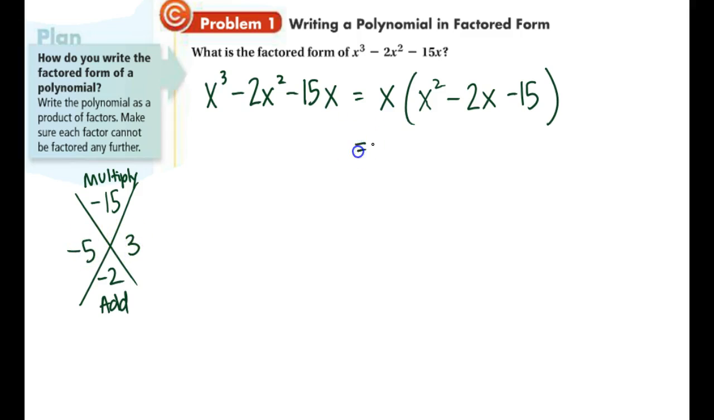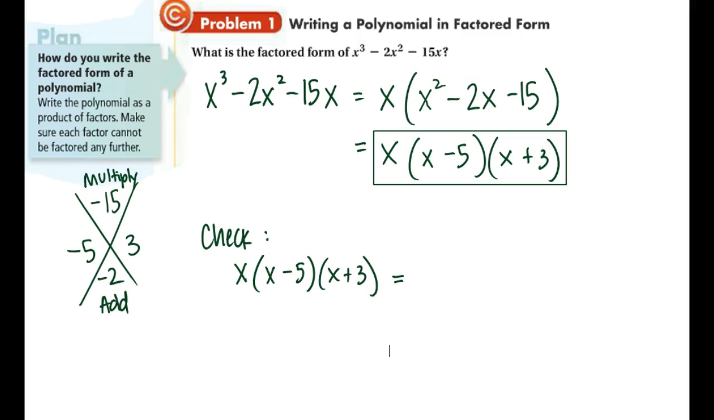So from there I'm going to write directly below my factored form. I still have the GCF of x in front, and then taking the two numbers inside my x, I have x minus 5 and x plus 3. And that would be the factored form of the original polynomial.